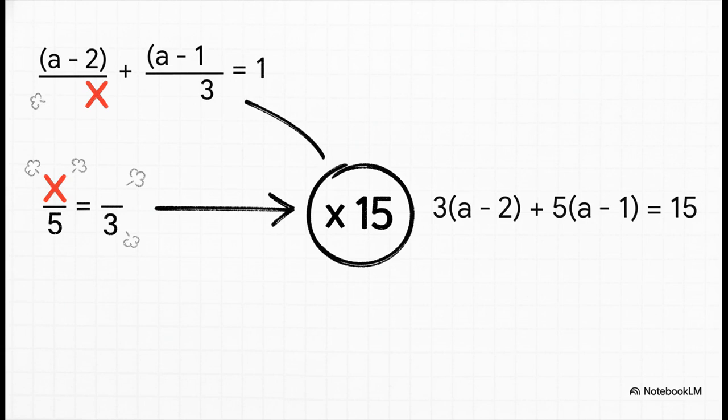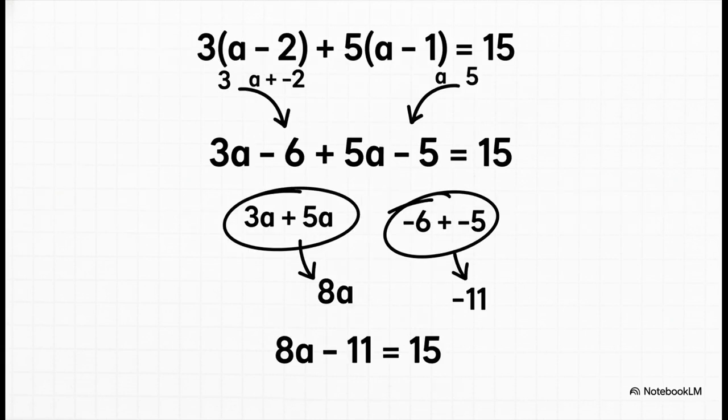So we look at our denominators, 5 and 3, and find a common multiple. 15 works great. Now we multiply every single thing in that equation by 15. What that does is it magically clears out those pesky denominators, leaving us with something so much nicer to work with.